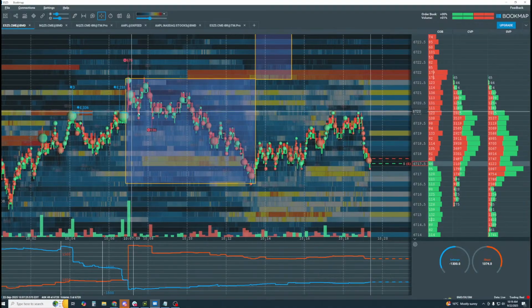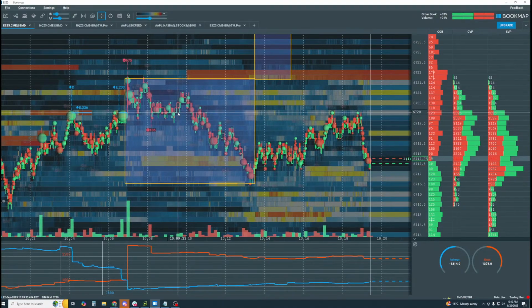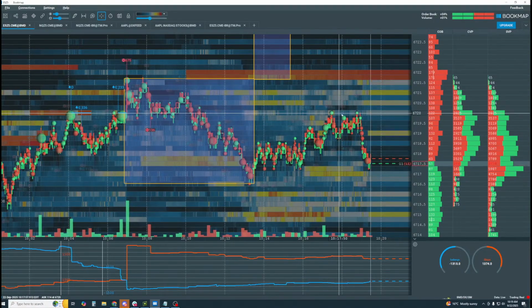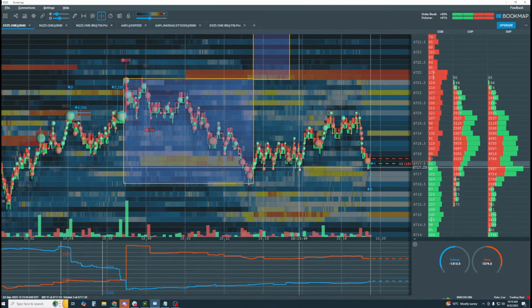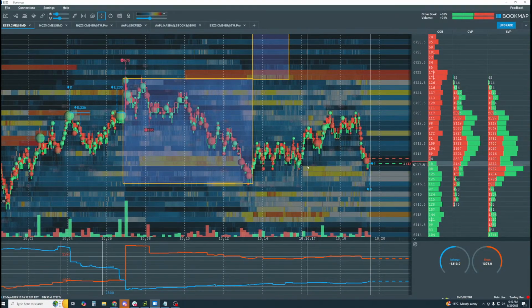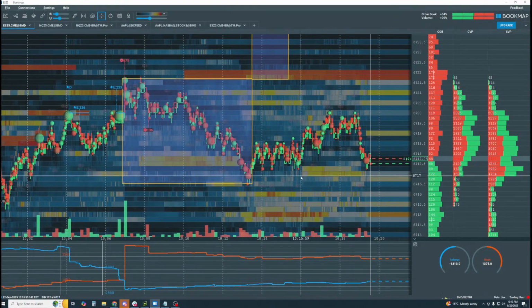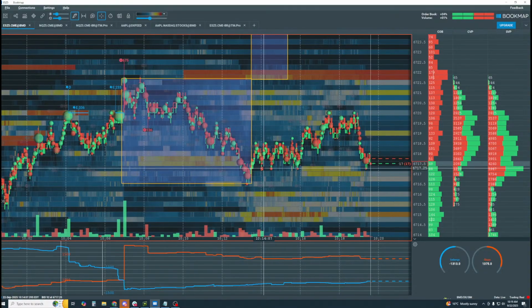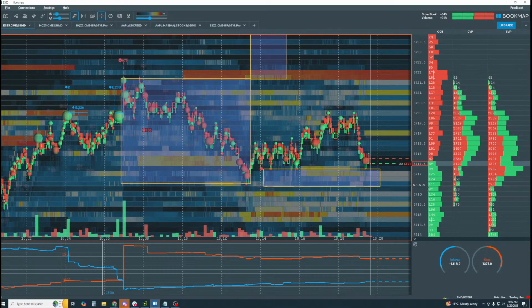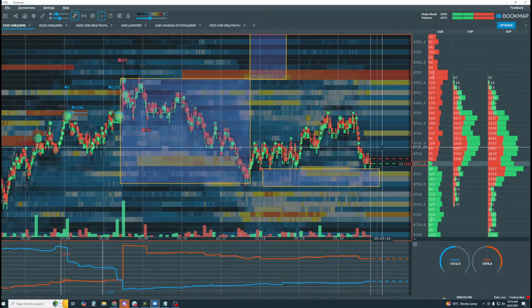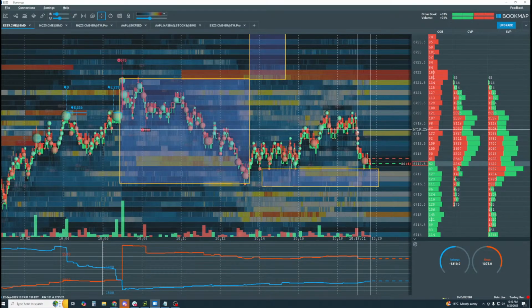Okay, well, you can see we came right up into this area in here, and sellers took it right back down. Now, this is where I would look for, down in this area in here. Now, it's a zone, okay? In this little zone, it's about a point and a half or 2 points.